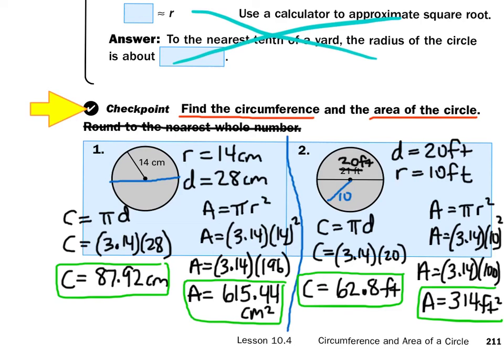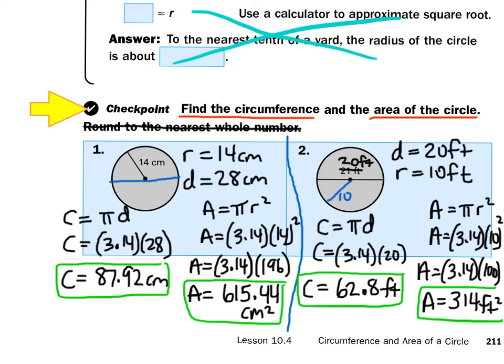Okay, and then for the movie clue, I want you to write it where I showed you, and you're going to write the area is inside the circle, and the circumference goes around the outside of the circle. That's your movie clue. Okay, take a look at number 2.